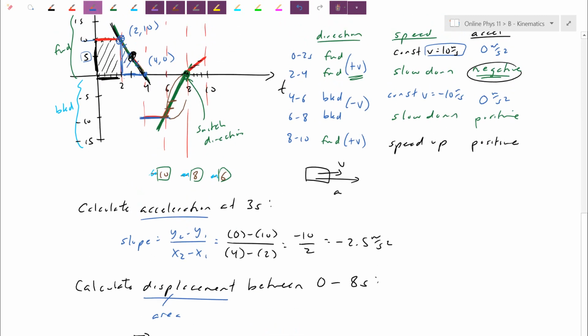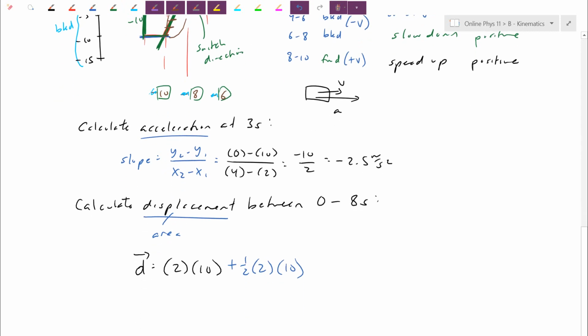Uh-oh, now your area switches over into the negatives. You can still calculate your area pretty easily. This interval here is now a negative 10. I'm actually going backwards at 10. I do that for 2 seconds. So what I'm going to add is a negative 10 for 2 seconds. That's going to get rid of 20 meters.